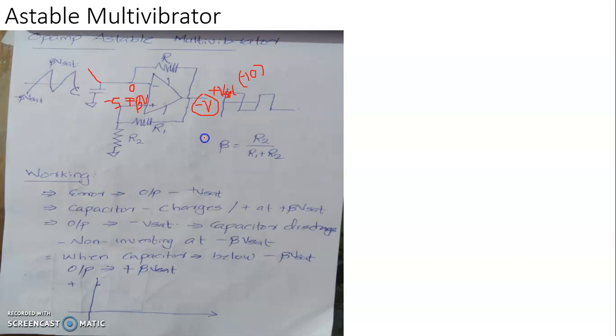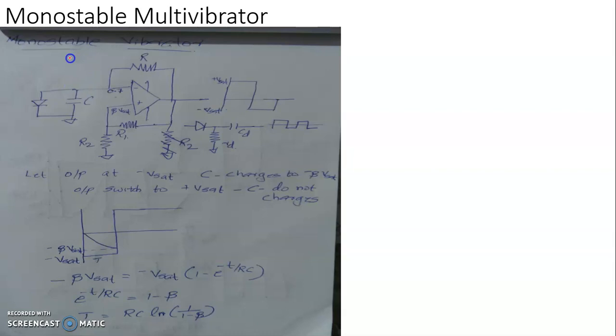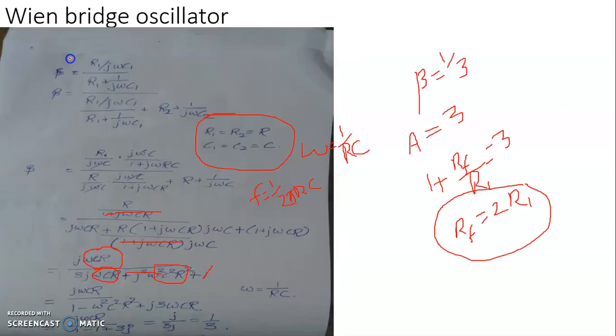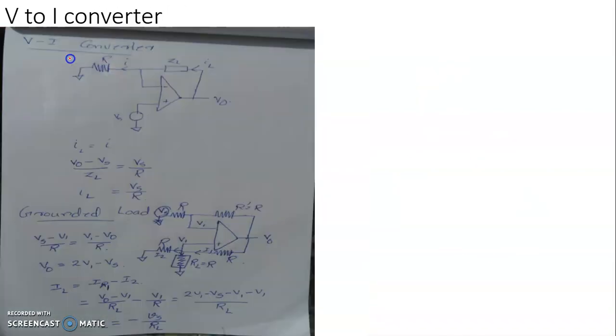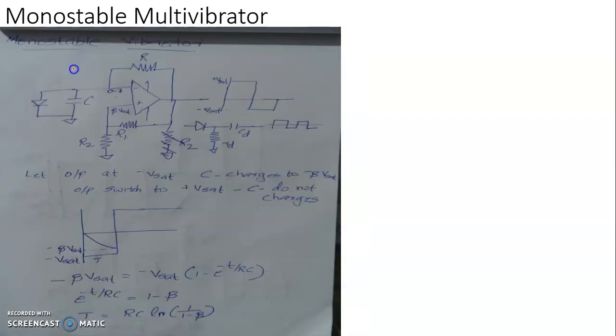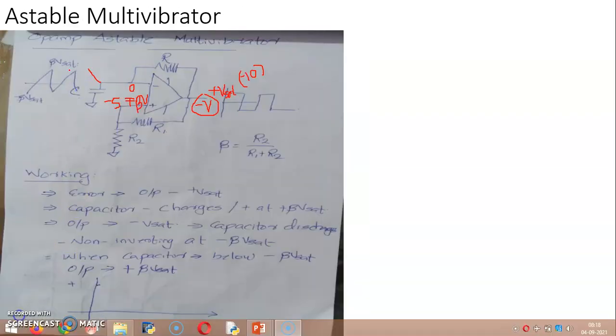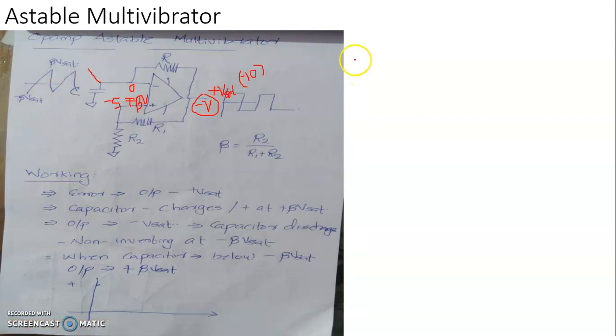Now we will work on the period and frequency of this vibrator. So the duration of TH and TL are exactly equal, as I have already told you. So either you can calculate TH or TL and take the double of this, so that you will get T, as TH plus TL equal to T.